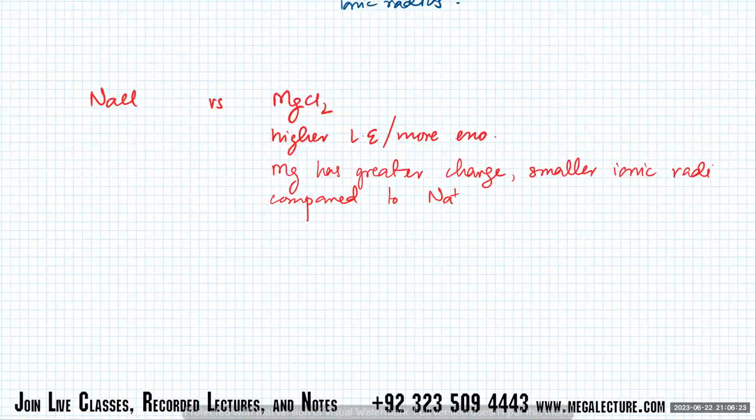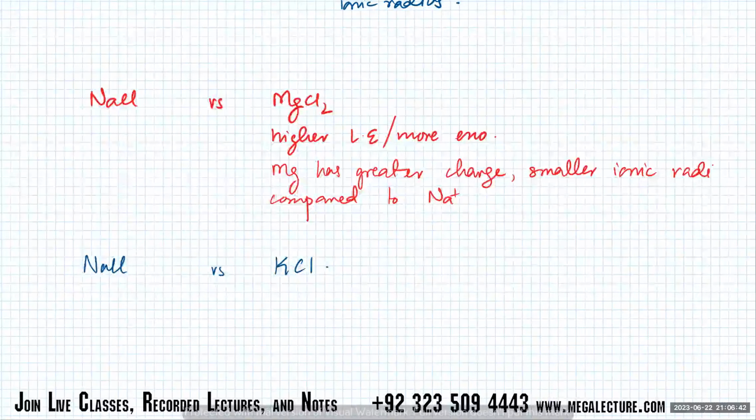I've got NaCl versus KCl. Like if you know group 1, it's lithium, sodium, potassium, and so on. So which one is the stronger lattice between the two? KCl. Stronger? K is the bigger ion, remember that.